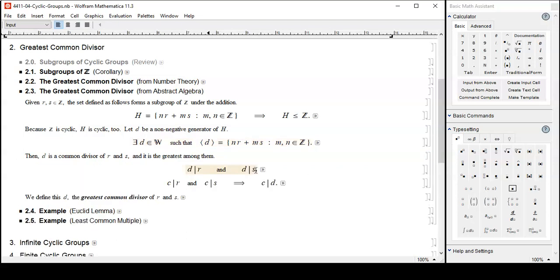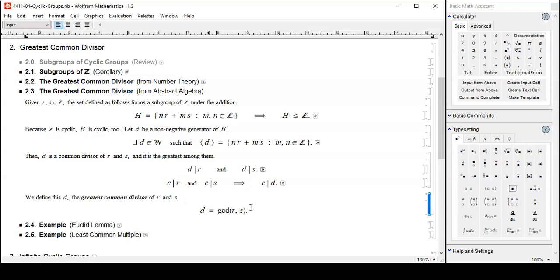It's a common divisor, and also it's the greatest common divisor. Okay, especially the second thing. Finally, we have the uniqueness. So we can define D as the greatest common divisor, the non-negative generator of this. So we have to have this linear combination expression. We have to have this common divisor. We have to have the greatestness, and so on.